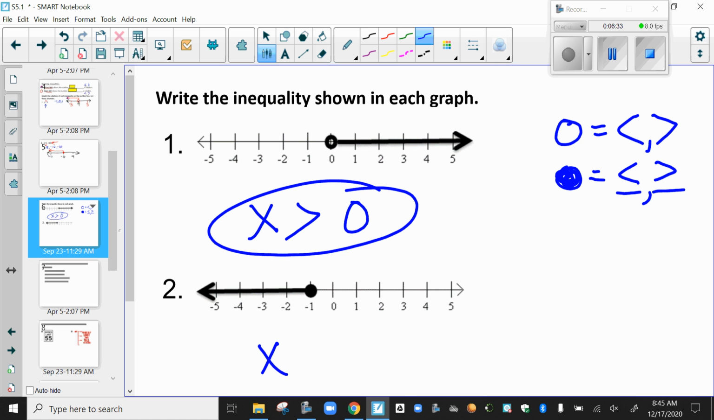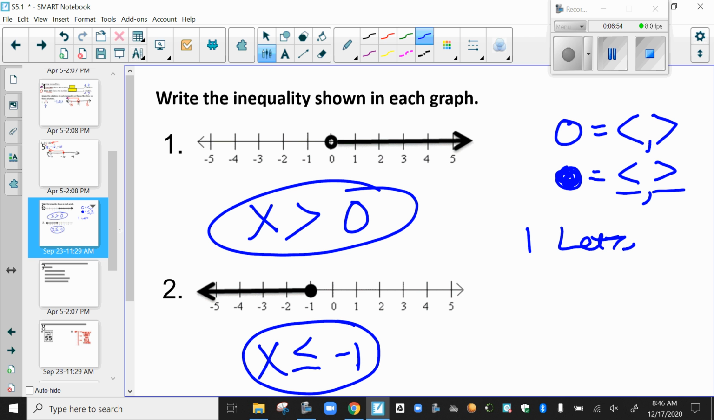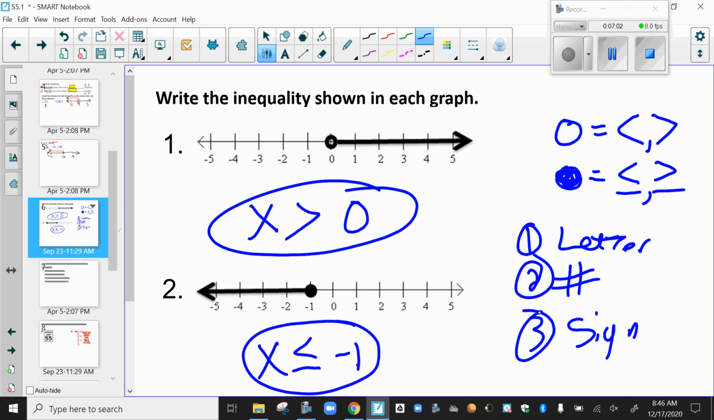The next one, x down here. My number is negative 1. I'm going to always do those two first. Solid dot, so I want to or equal to. My arrow is going to the left. So x is less than or equal to negative 1. Negative 2 is less than or equal to negative 1, so we're going to include that. All right, so remember, first we're going to write our letter. Second, I'm going to write my number. Third, I'm going to figure out the sign. That's the best way to do it.